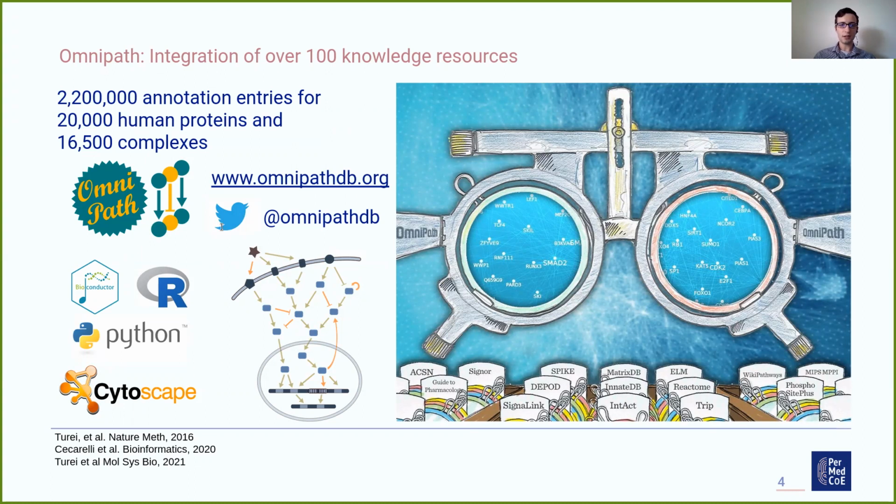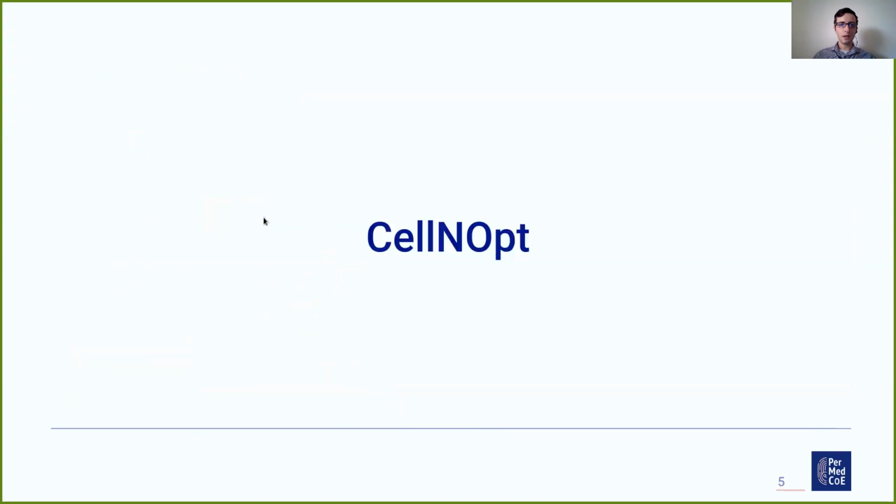OmniPath integrates over 100 sources of biological knowledge. It started on protein interactions, but things such as expression patterns or ligand receptor resources have been added since then. Now we will focus on CellNOpt and its applications.